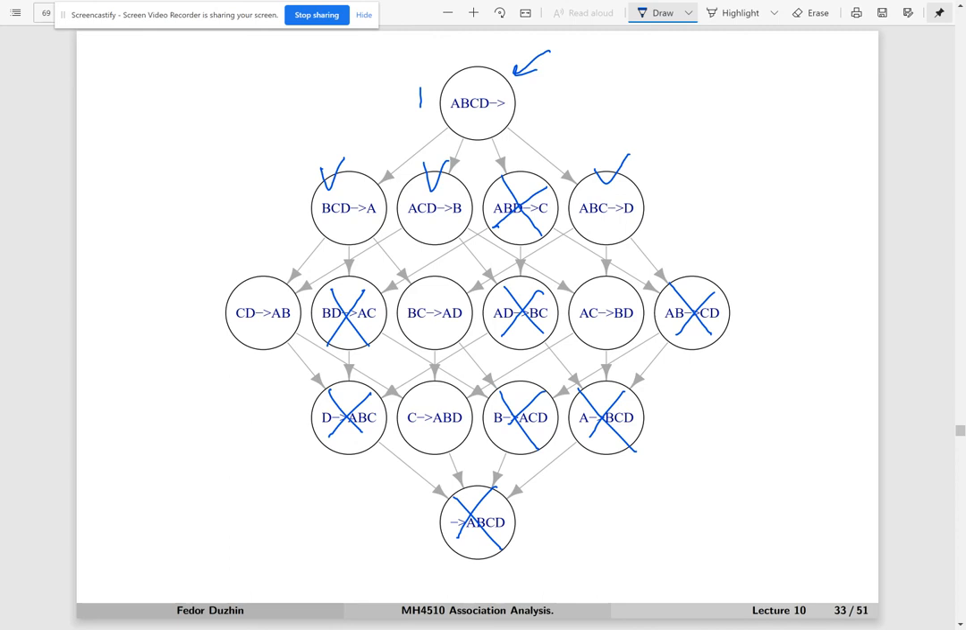So now we are going to look at rules with 2 items on the right-hand side and 2 items on the left-hand side. And suppose that, say, this rule and this rule are confident enough, so the confidence is above the given threshold, but this one is not. But then, since here the right-hand side is AD, and here the right-hand side is ABD, which contains A and D, it means that we can just rule it out. So this is how it goes.